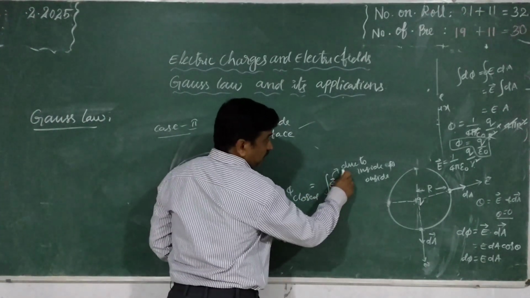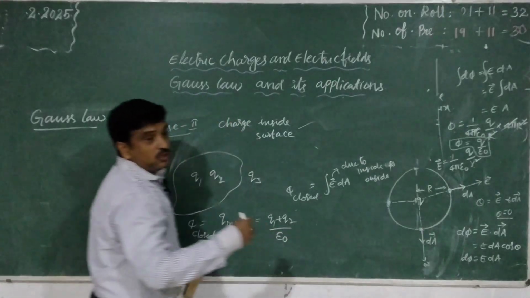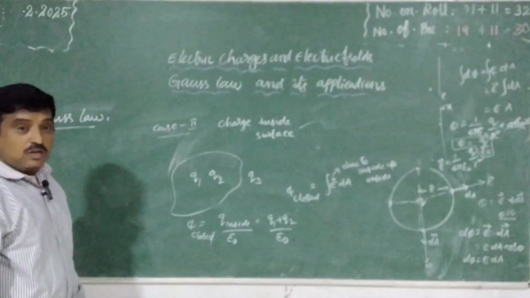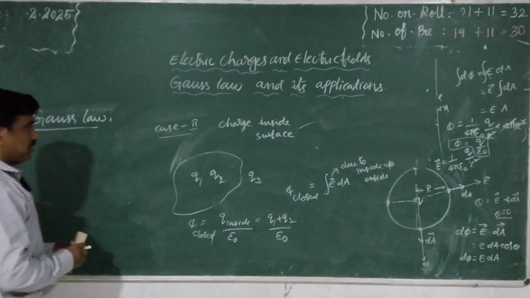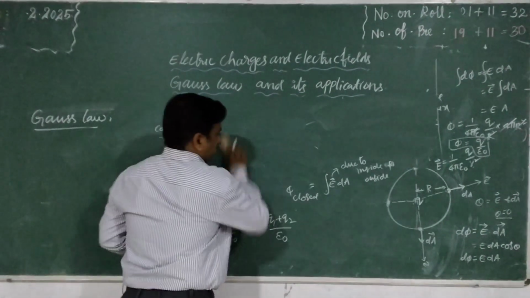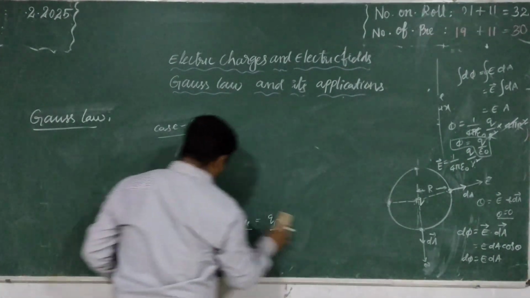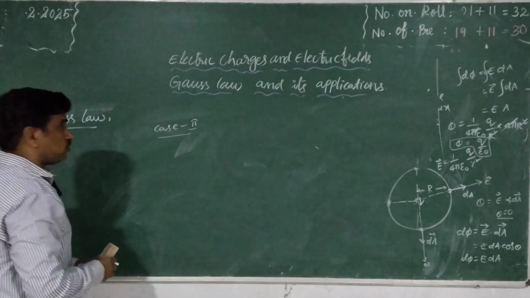This E is due to inside and outside charges. This is the second case. Third case: an electric dipole is placed inside the closed surface. What is the net flux through the closed surface?